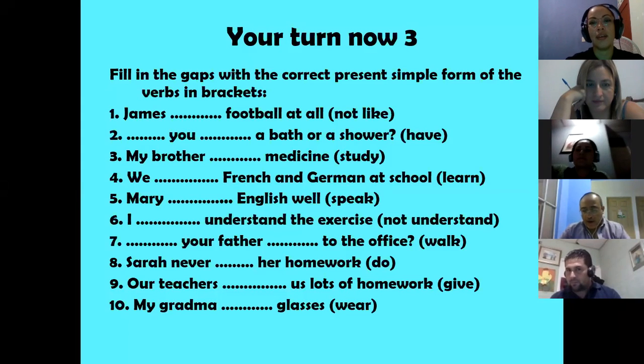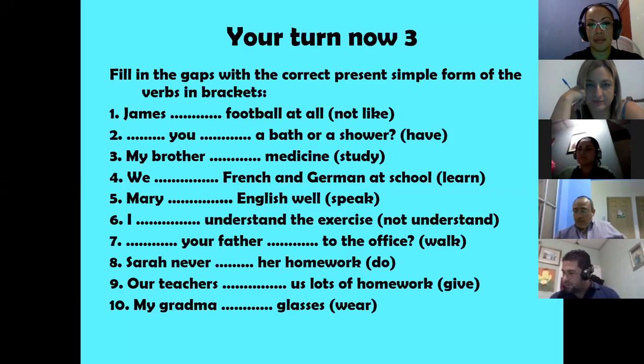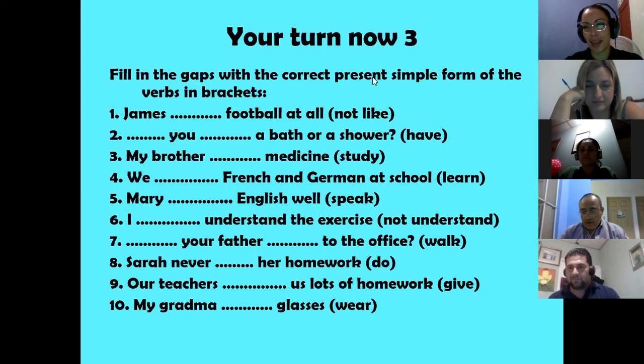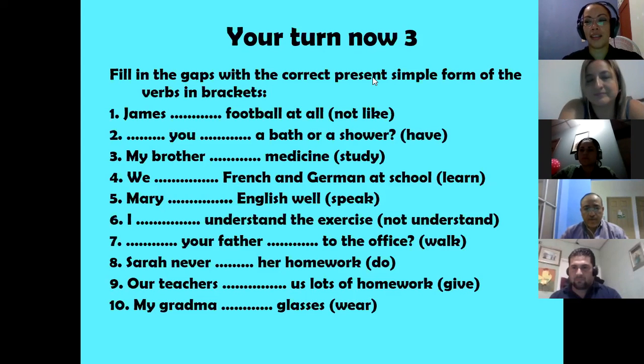Do you have a bath or a shower? What is the difference, people? Shower. Okay, you have a shower. I think that in El Salvador, most of us take a shower, not a bath. Because a bath is if you have a tub, and the shower is la regadera. That is the difference.